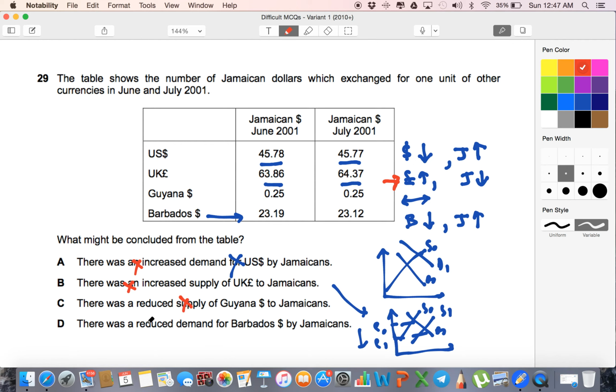C is also wrong because the value is unchanged. When you reduce the supply of Guyana's dollar, the exchange rate should go up. But here the value is unchanged. D is the right answer, which says there was a reduced demand for the Barbados dollar. If there's a reduced demand, let's draw the diagram for the Barbados dollar. So the demand curve will shift backward, and that would result in the exchange rate going down. And that's exactly what is happening in D.